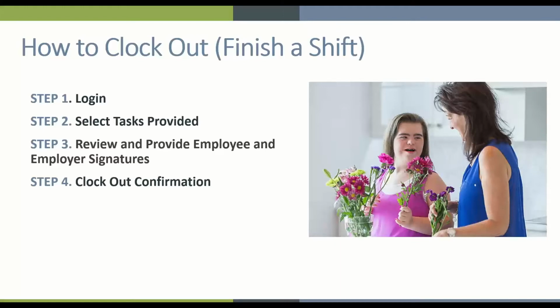Your login, you just select at least one task that was provided, then review and provide signatures. If the employer is available, they can sign off right then and there. If they're not, that's okay. They can do it later in Access Online. And next, they would confirm and clock out.